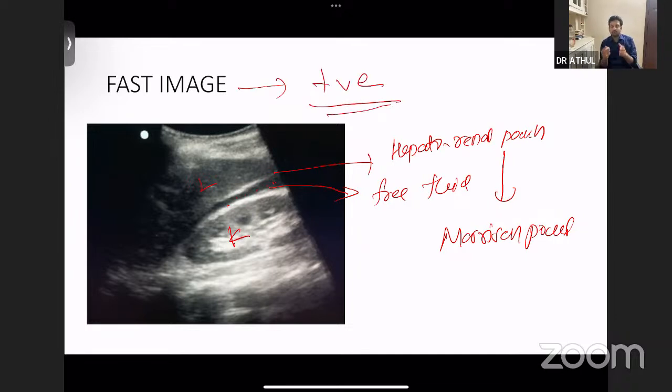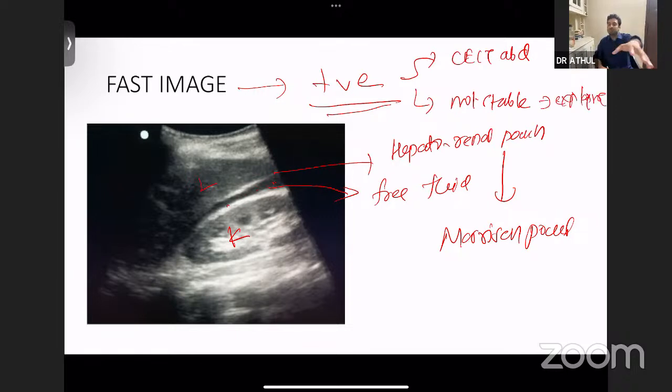If the patient is hemodynamically stable, you have to find the source of the bleed, whether it is from the liver, kidney, peritoneum, mesentery or whatever it is. Then you should do a CECT abdomen if the patient is stable. But if the patient is not stable, go save the patient by doing an exploratory laparotomy. The protocol is very simple. First, you have to do the FAST.